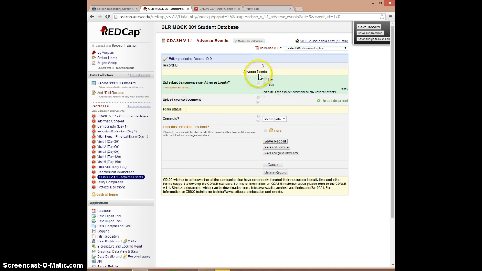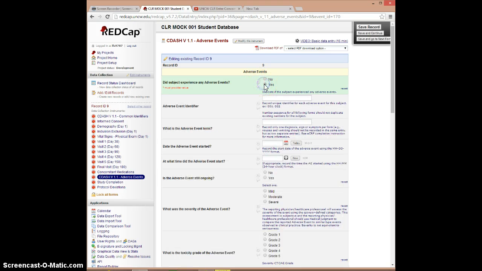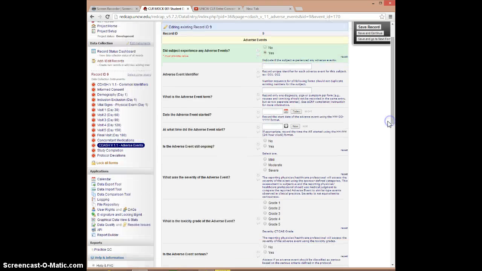We even have that yes/no checkbox at the beginning so that we know if there were no adverse events, we don't need to worry about asking the site for them, and if they say yes, then there should be an adverse event. So if we said no, we just go down and save the form. If we said yes, then it drops us into a drop-down menu.